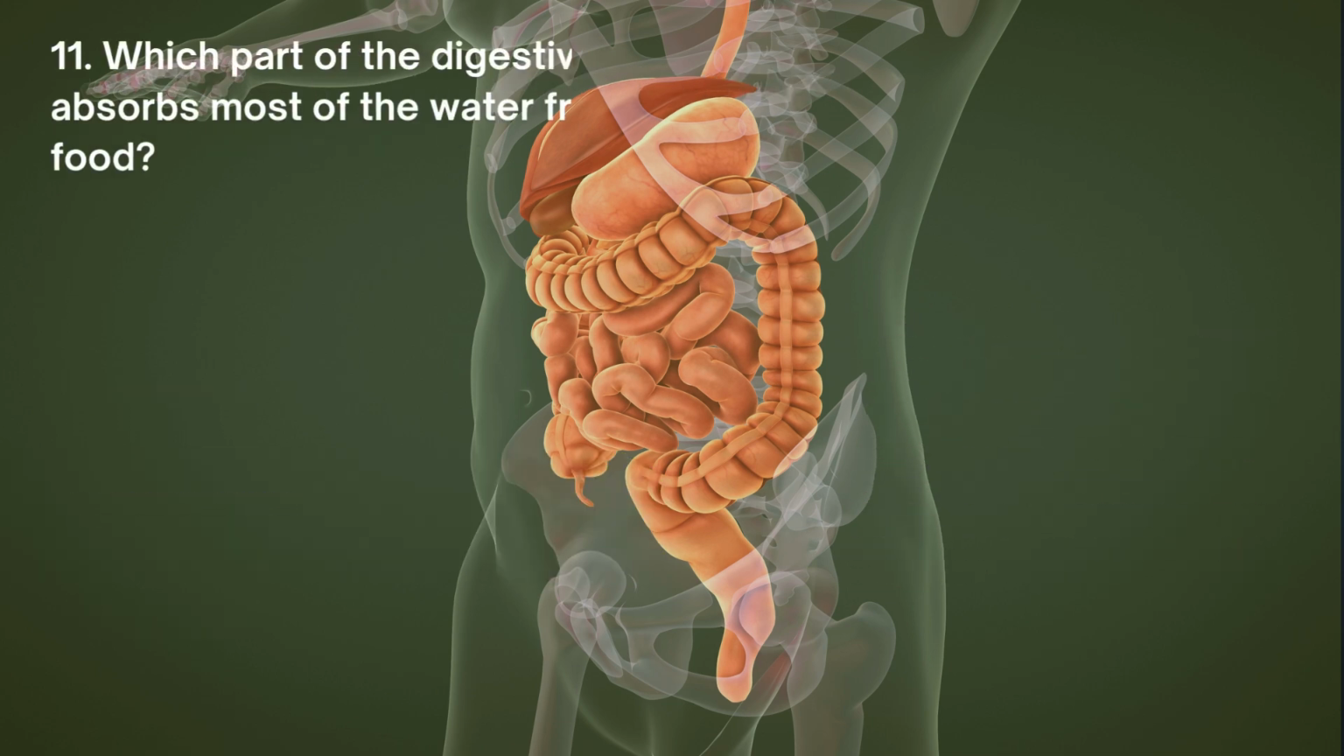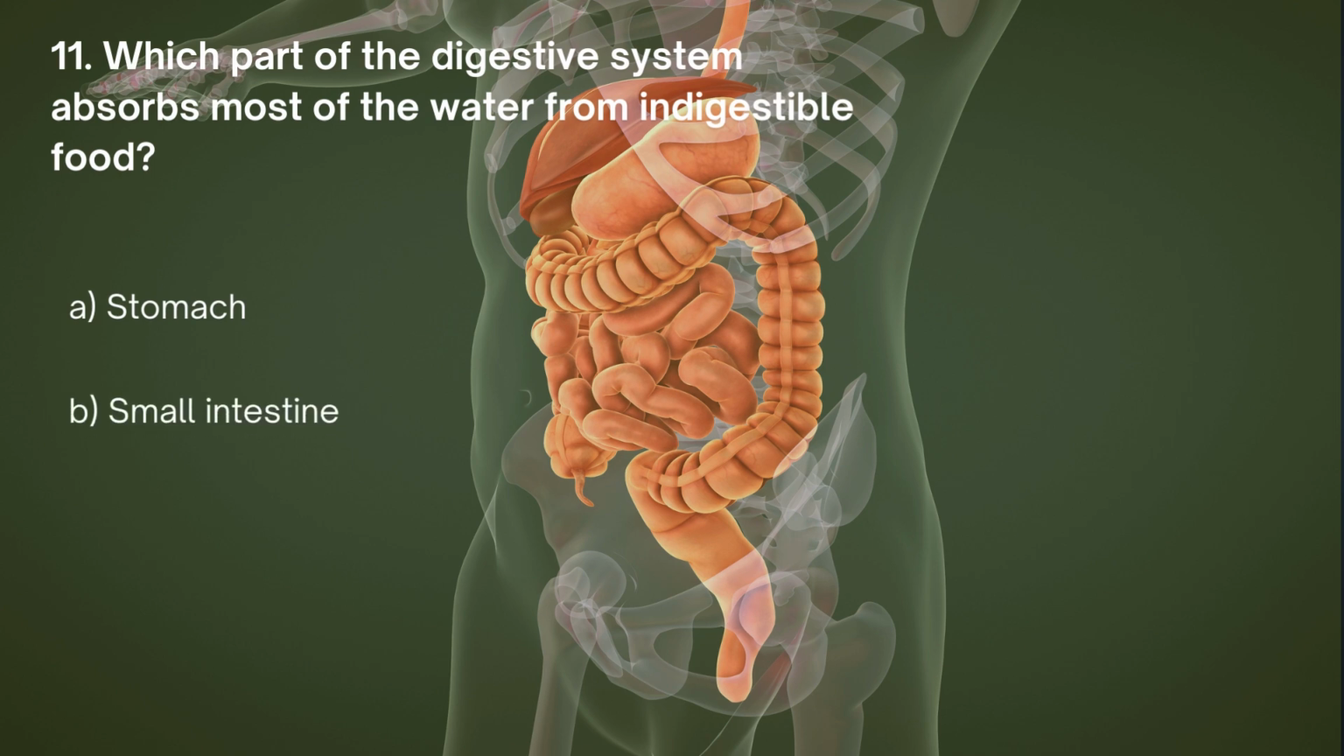11. Which part of the digestive system absorbs most of the water from indigestible food? A. Stomach. B. Small intestine. C. Large intestine. D. Pancreas.